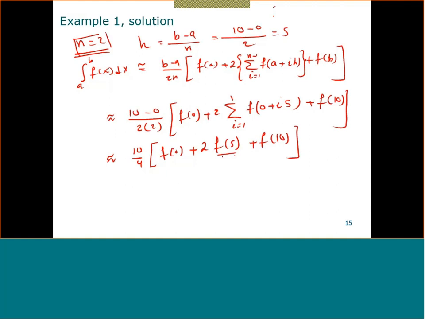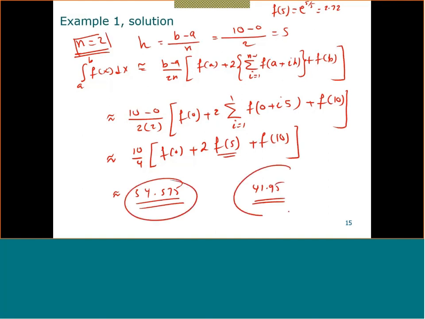f of 5 is equal to e to the power of x over x, with x of 5, and this is equal to 2.72. Okay, so now we will substitute here. You will find this is equal to 34.575, so it goes from 41.95. And as I have shown you in the graph, this looks very close to the actual answer compared to this one, much closer than this one, because here it looks like the error is huge.